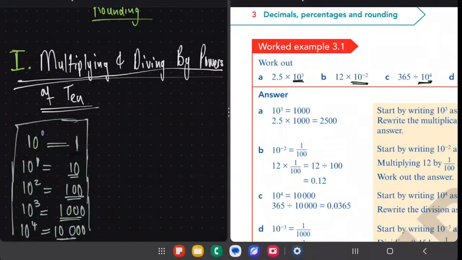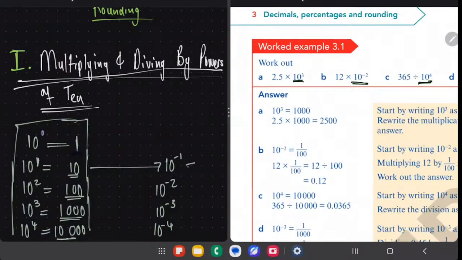After knowing the positives, you must know the negative ones. 10 to the minus 1, 10 to the minus 2, 10 to the minus 3, 10 to the minus 4. There is no 10 to the minus 0. It's still 10 to the 0. It's the same. So it's just 1.